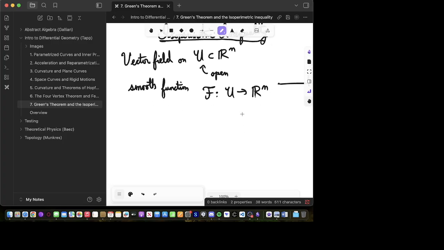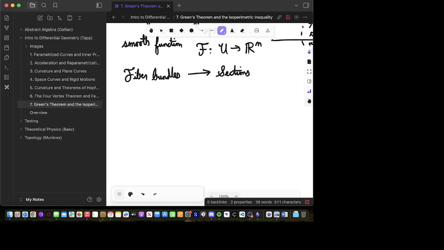And furthermore, when we get to things called fiber bundles, this is not for a long while, but I figure I'd just talk about it. Vector fields we can generalize into things called sections. So that's a little bit about vector fields.